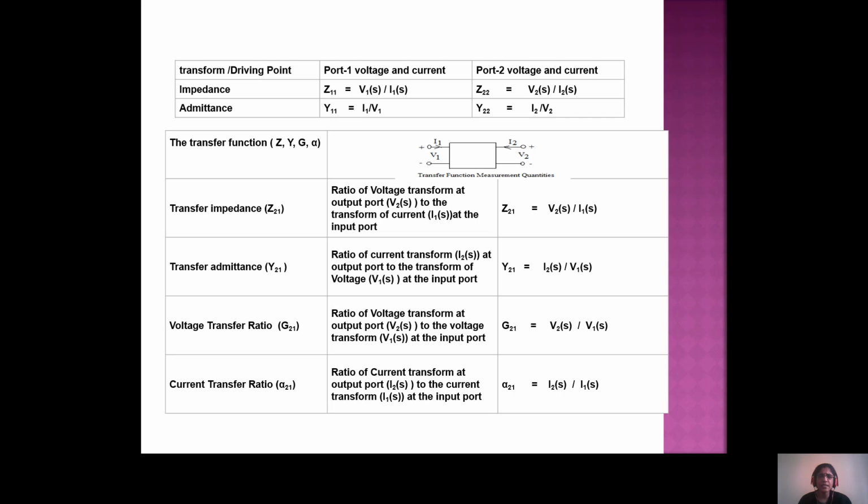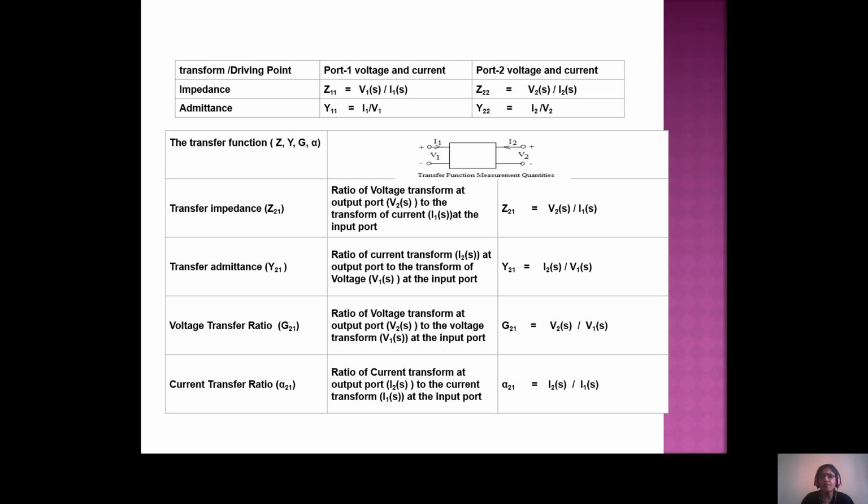And voltage transfer ratio: the ratio of voltage at the output port to the voltage at the input port is nothing but the voltage transfer ratio. That is G21 is equal to V2 of S by V1 of S. Next, current transfer ratio: the ratio of current at the output port to the current at the input port. So alpha 21 is equal to I2 of S by I1 of S. So driving point means it will be related to the same port.